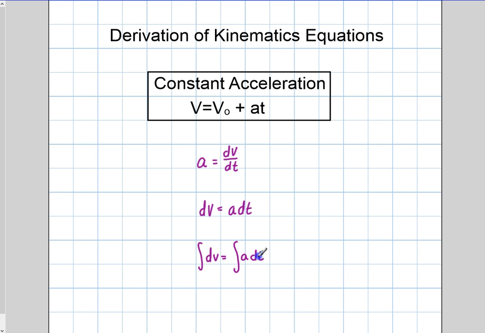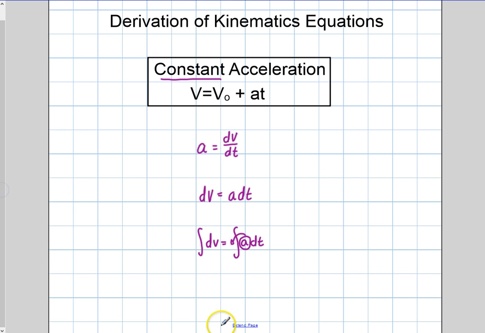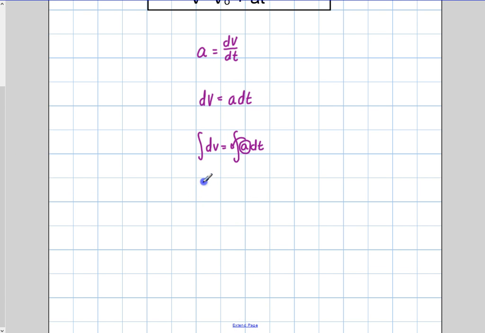Okay. And then I need to ask myself, what am I going to do with this acceleration? Well, in this case, acceleration is going to be a constant. So what I can do is take this out of the equation when I rewrite my integral here. So I can now say that the integral of dv is going to equal this constant acceleration, which comes out, times dt, or the integral of dt.